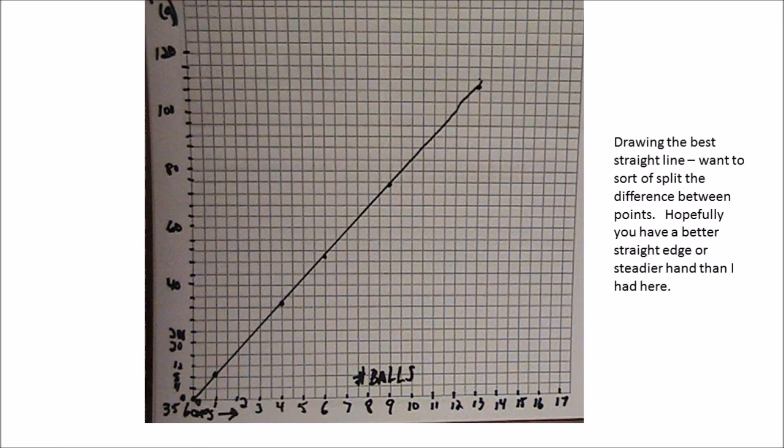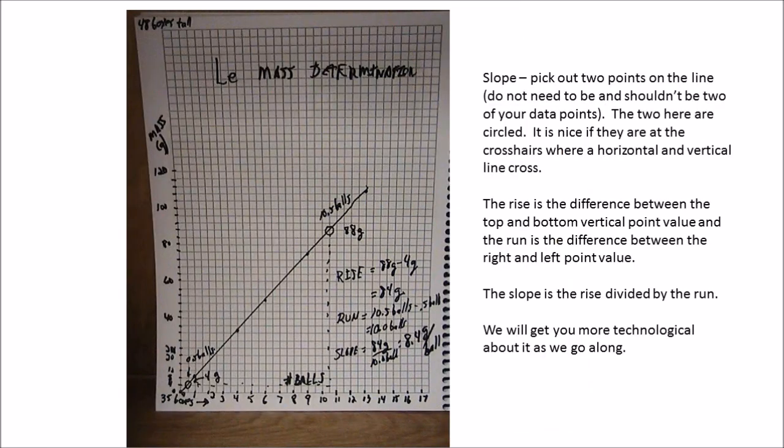The best line means you're kind of cutting maybe above and below some of them. You kind of average it by eye, that sort of thing. Now what I have to do is find the slope of that line. So when I take a look at it over here, this is the old rise over run thing you might remember from math.